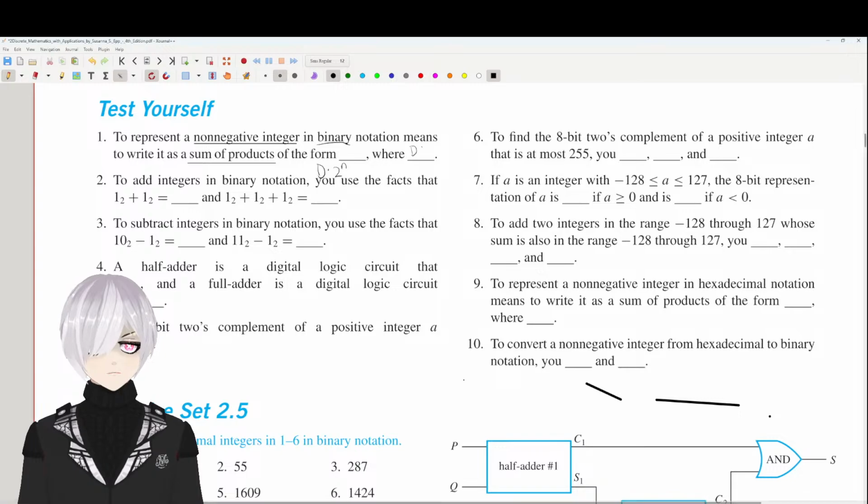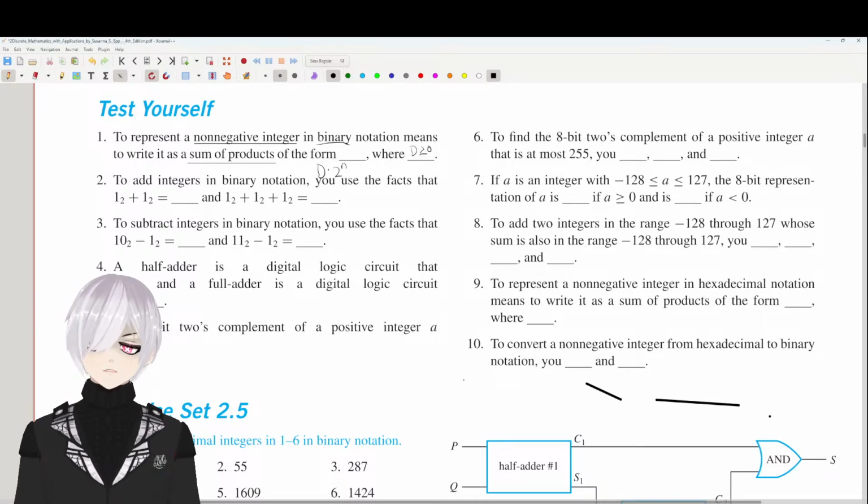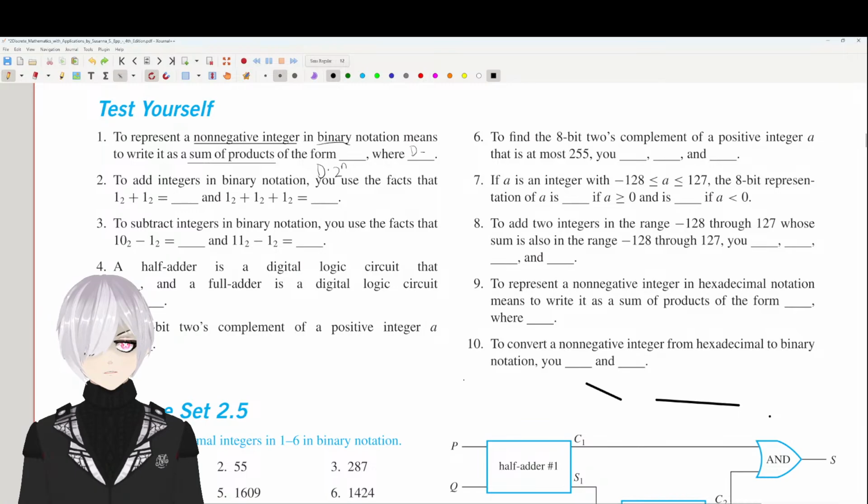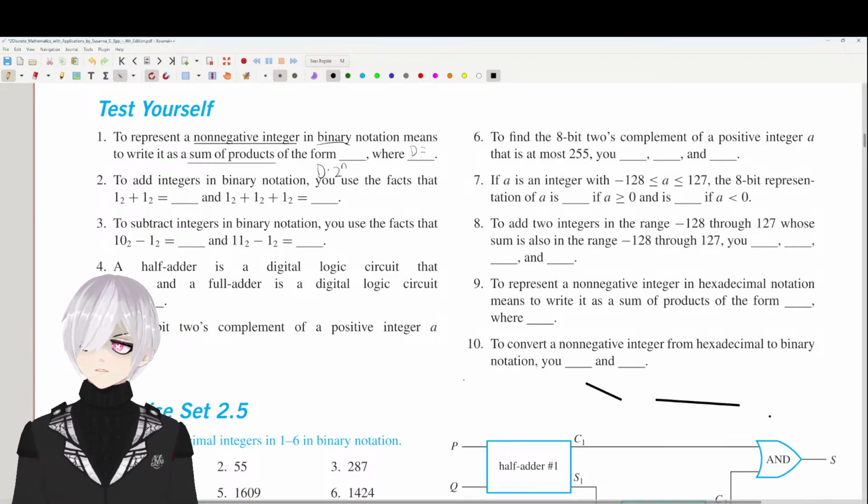So where d is greater than or equal to 0? Where d equals 0 or 1. Because the d's are like the digits that we're multiplying by powers of 2, and those digits are either 0 or 1. So yeah, d equals 0 or d equals 1.